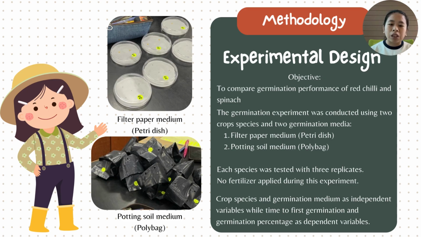During the experiment, no fertilizer was applied. The crop species and germination medium are the independent variables, while the time to first germination and germination percentage are the dependent variables. On the left hand side, it shows the filter paper medium of the petri dish and also the potting soil medium of the polybag.